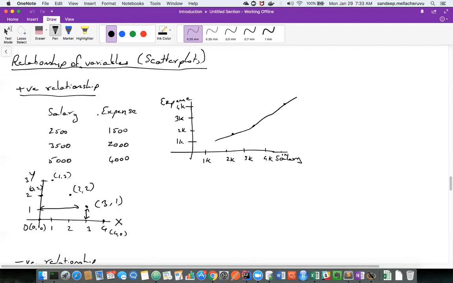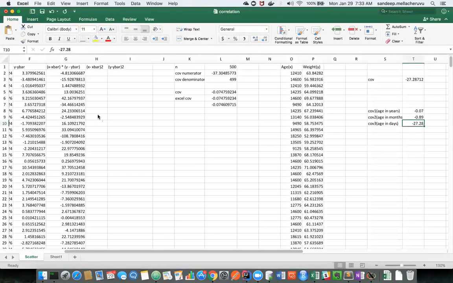Okay. Coming to the previous example, suppose age is increasing, how is weight changing? Weight is decreasing, right? This is a negative relationship. When age is increasing, weight is decreasing. Okay. There is a negative relationship here.